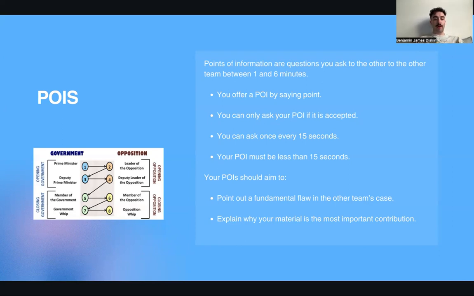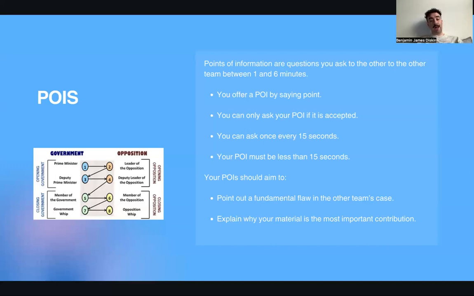And the final thing that I'll say there is that generally, it is strategic to offer a POI to the team on your diagonal. So if you're opening government, you probably spend a lot of time addressing and engaging the material that opening opposition provided. And so when you're debating, it's useful to take POIs from closing opposition because you won't have a direct chance to rebut them. And equally, since closing opposition is going to spend a lot of time addressing closing government, it's also expected that they provide opening government the chance to engage and offer them some POIs.